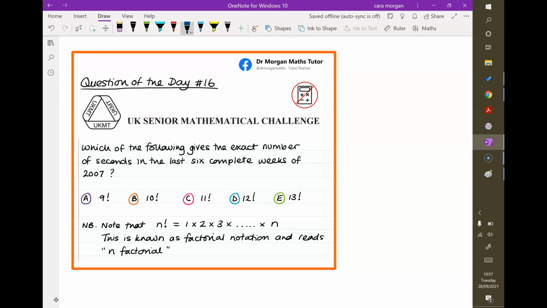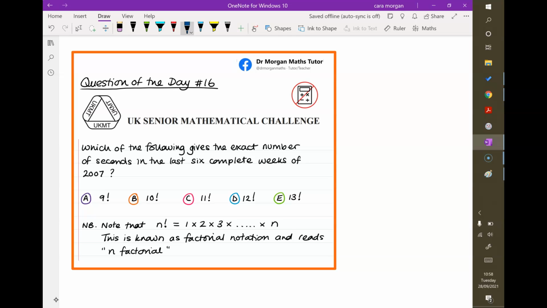So I've been asked which of the following expressions gives the exact number of seconds in the last 6 complete weeks of 2007. I do think the year is actually a bit of a red herring in this question. I think really we've got to convert 6 complete weeks into seconds. And it asks you to write it in factorial notation.